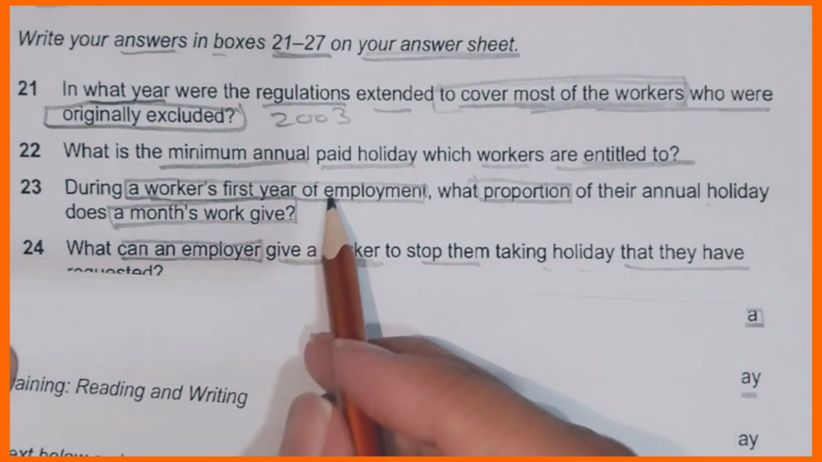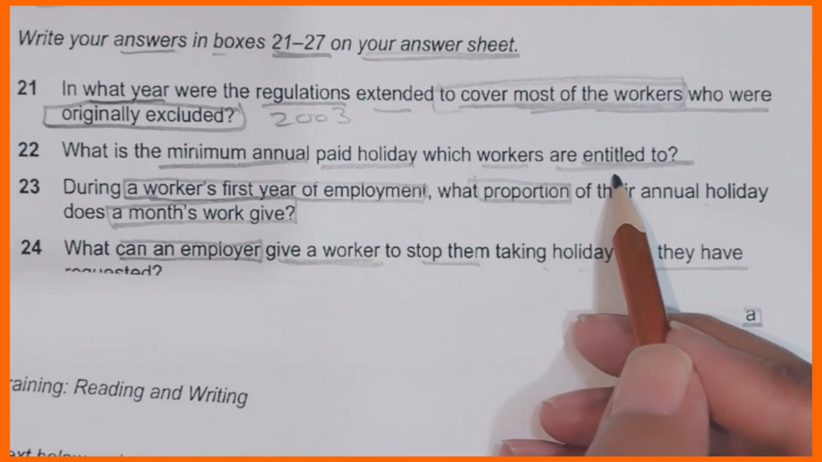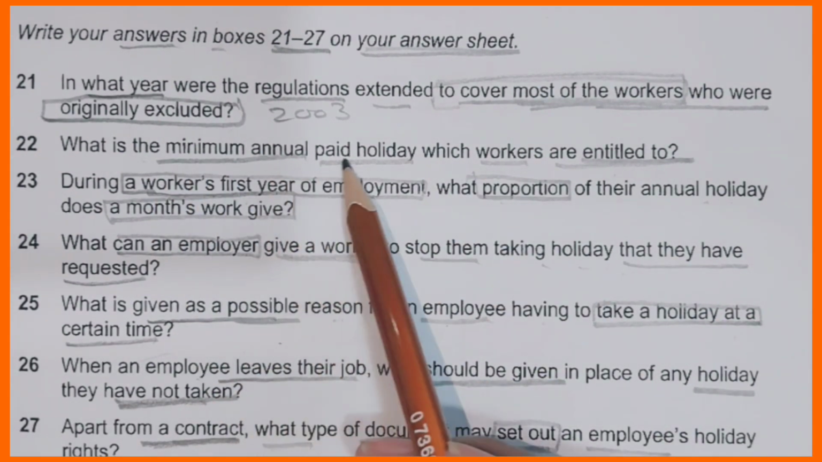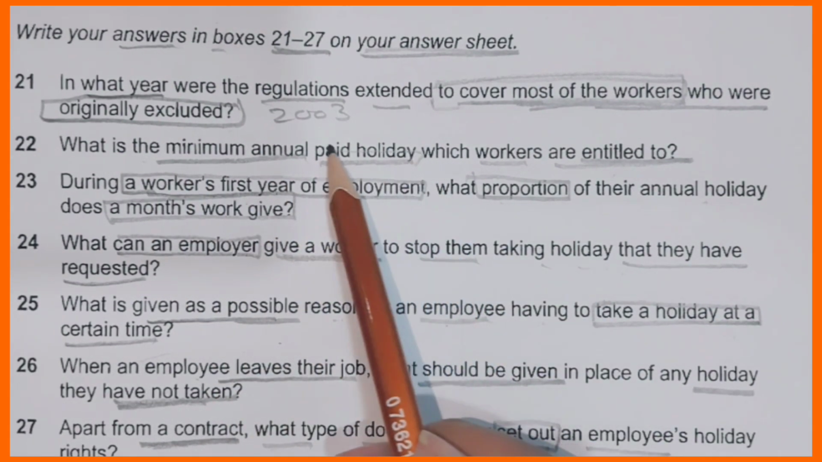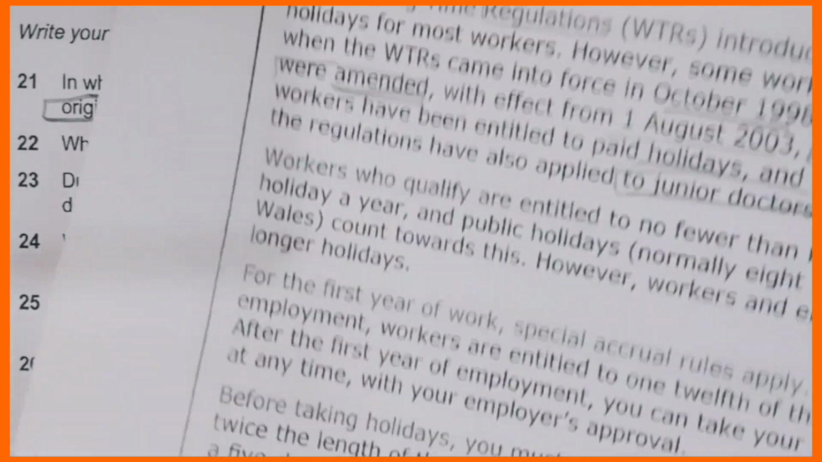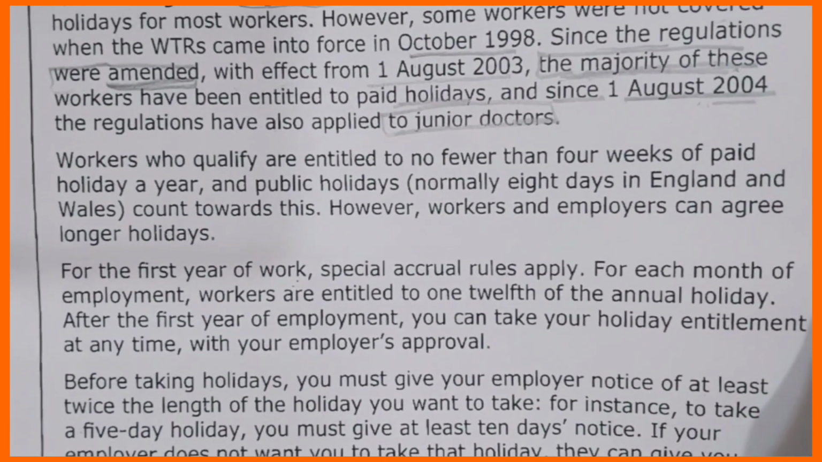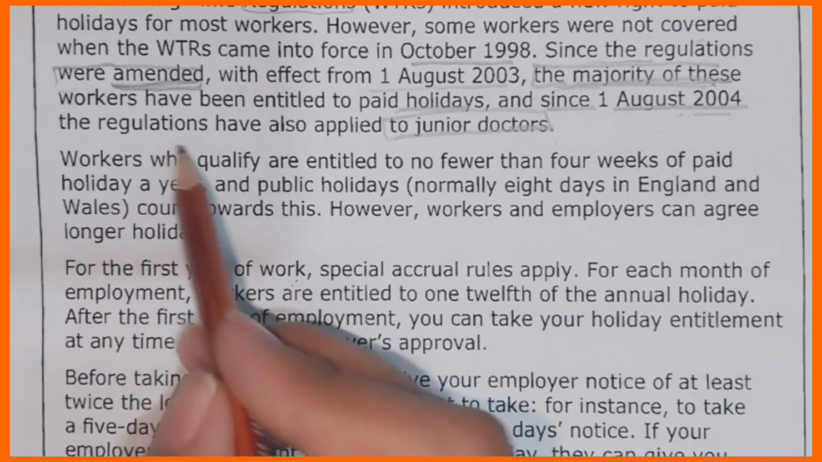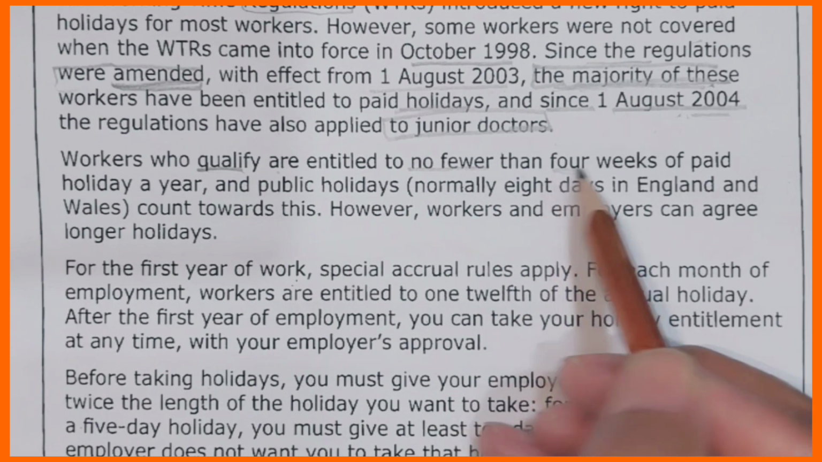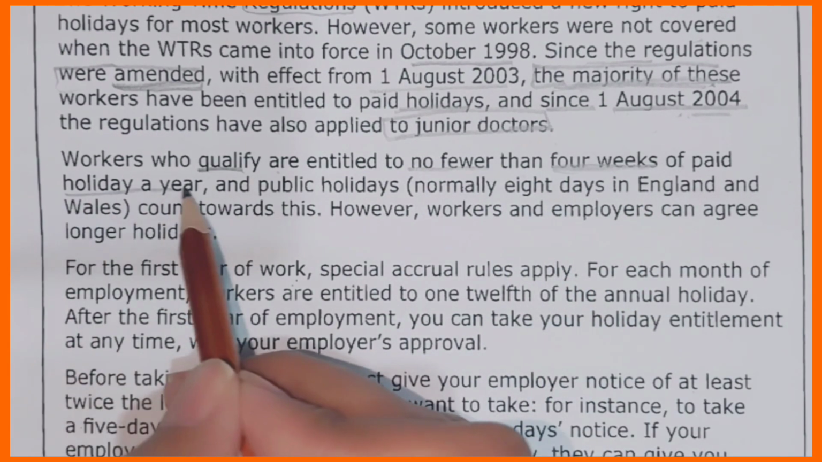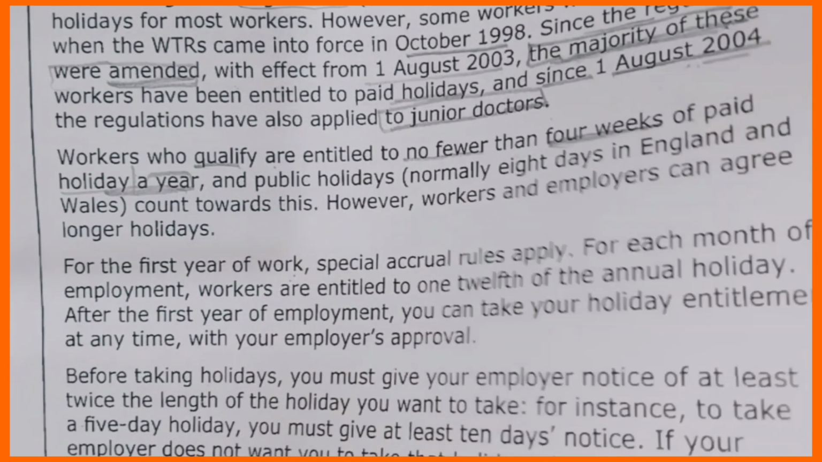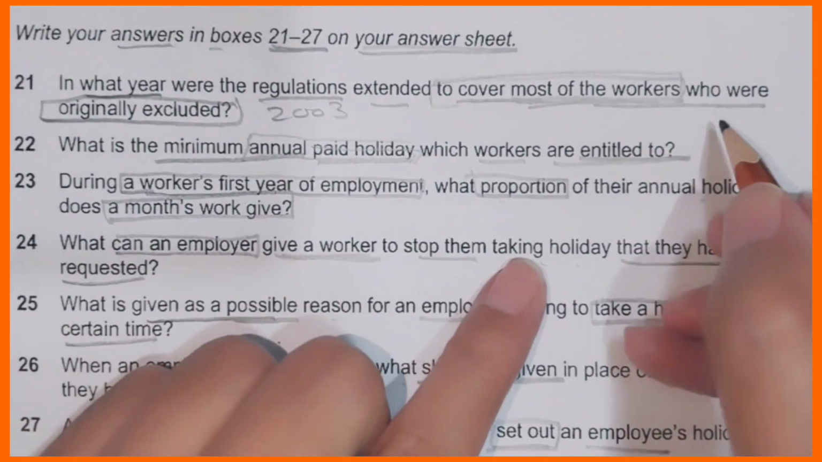What is the minimum annual paid holiday which workers are entitled to? We are supposed to find out the minimum annual paid holiday. Workers who qualify are entitled to no fewer than 4 weeks of paid holiday a year. Minimum annual means a year. Minimum annual pay, 4 weeks. So our answer will be here.